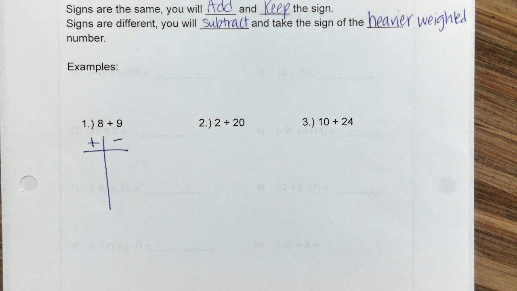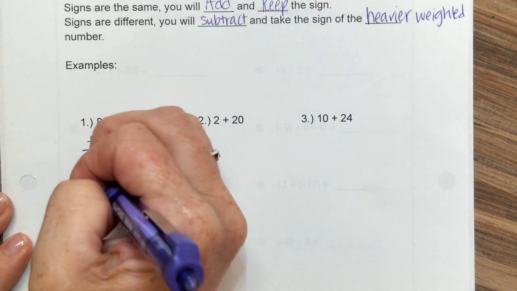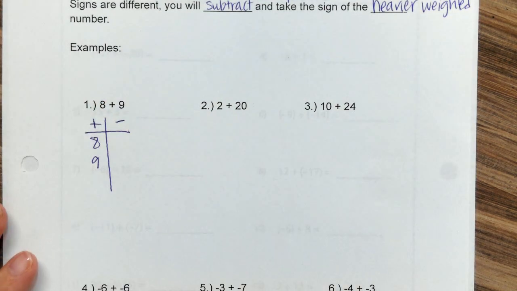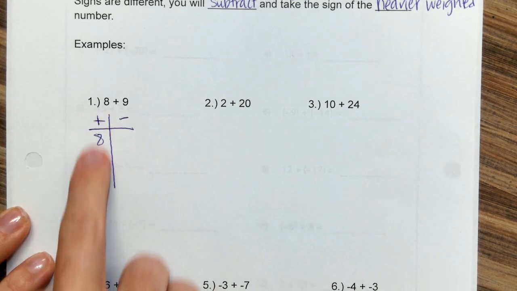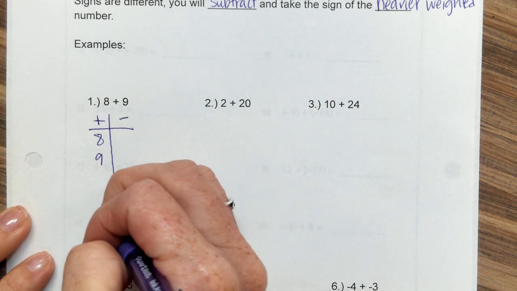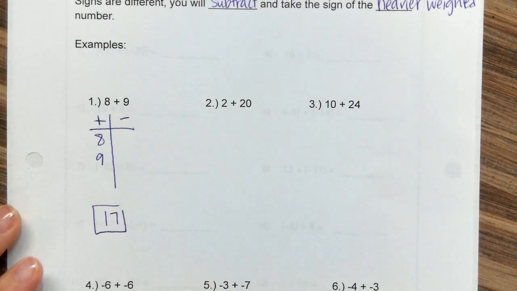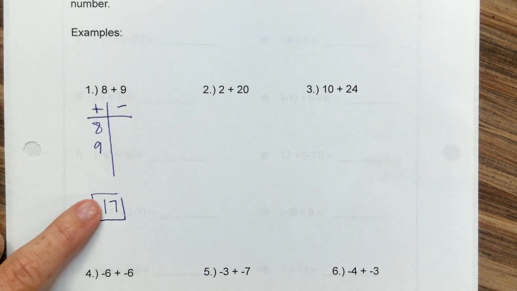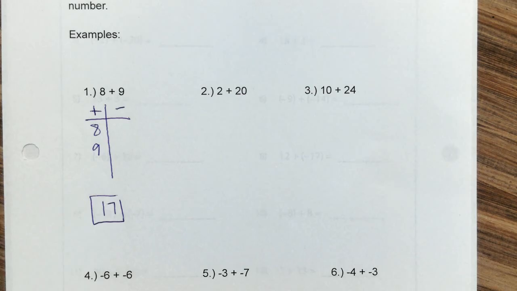8 plus 9, since these are both positives, then I would just put them on the left. And I'm going to add them together. 8 plus 9 is 17. And since they're both positives, I'm just going to keep their sign. Now, question. Do I have to put a positive sign in front of this 17? Why? How do I know that? It's called invisible math. It's assumed.